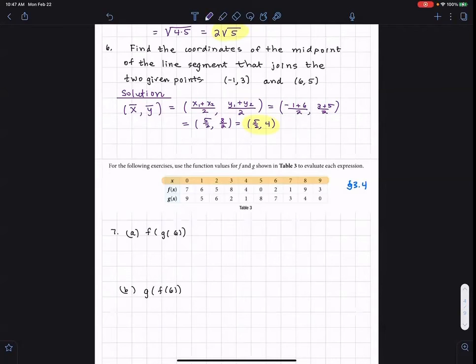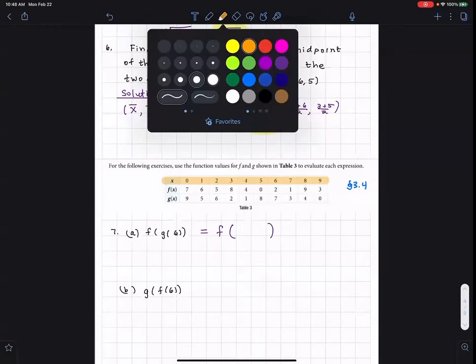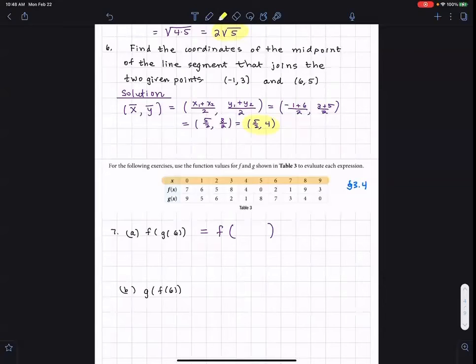So the first one says, what's f of g of 6? Well, I need to figure out what g of 6 is. When x is 6, I'll put this vertical bar. When x is 6, g is 7. Now, if we don't get that part, then we better stop right there. So what I'm saying here is that g of 6 is equal to 7. Did I do that right? Does anybody have a comment on that? See where that's coming from?